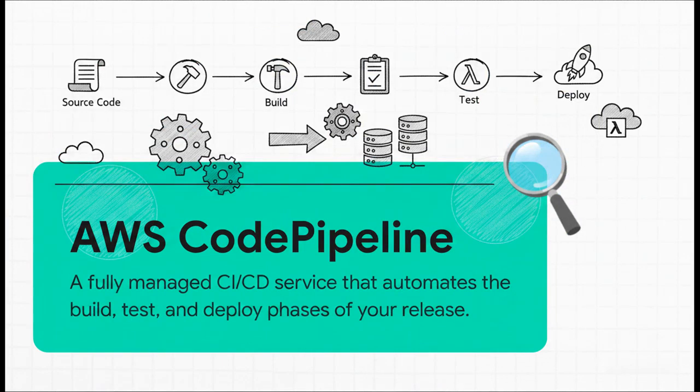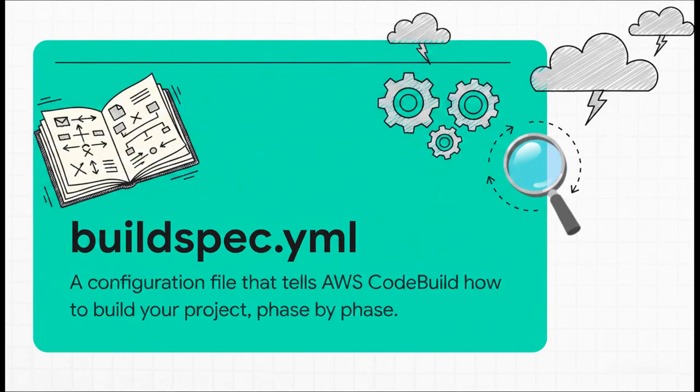Okay, so if SAM is the blueprint, then AWS CodePipeline is the engine that runs the whole assembly line. It's the orchestrator that automatically takes your code through the build, test, and deploy stages every single time you make a change. And last but not least, we have the buildspec.yaml file. This is basically the instruction manual for the build process. It's a simple file that lives with your code and tells AWS CodeBuild exactly what commands to run to get your app packaged up and ready to go.